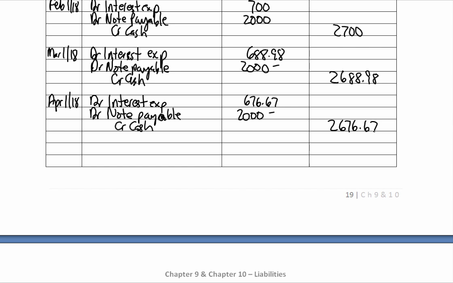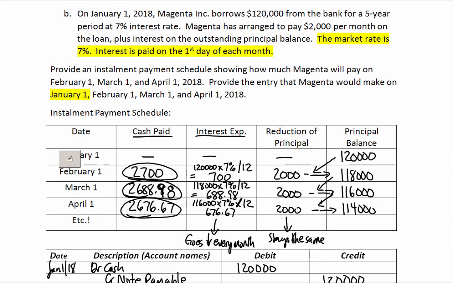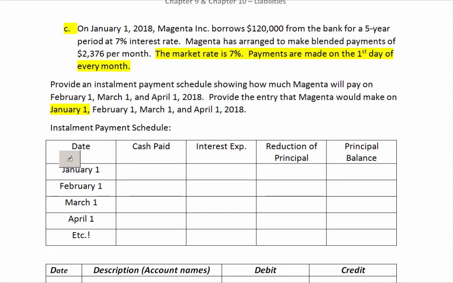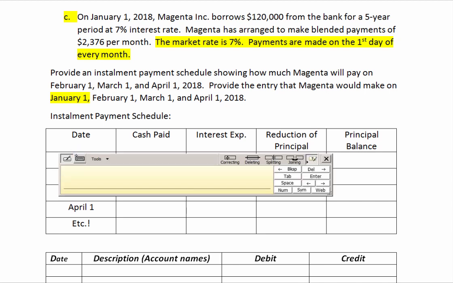All right, so this is what I would call fixed principal payments, right? And you can see that right here, fixed principal payments, because every single month we pay the exact same amount of the principal. Okay, so what's the last thing that could happen? The last thing that could happen is blended payments. So what does it look like when we're using blended payments?